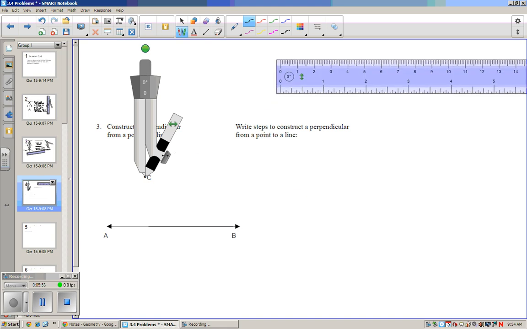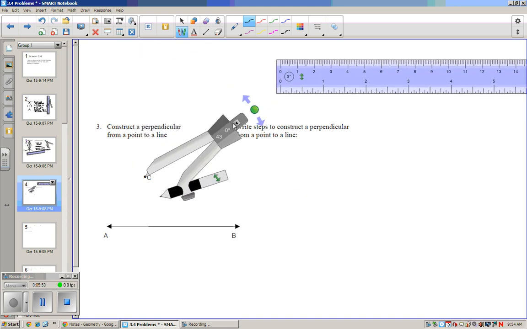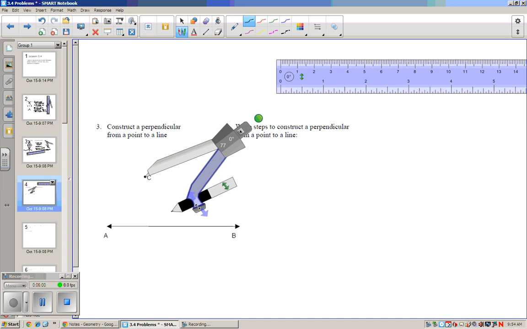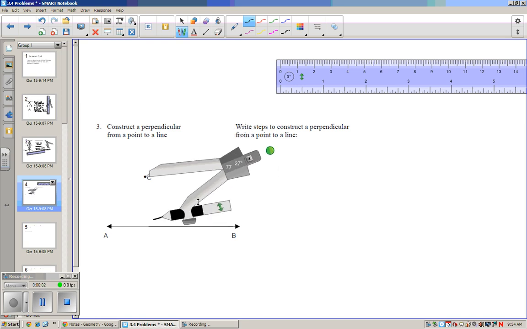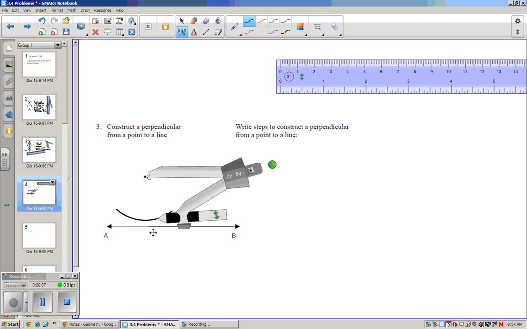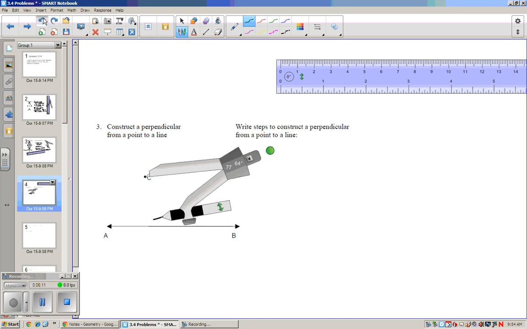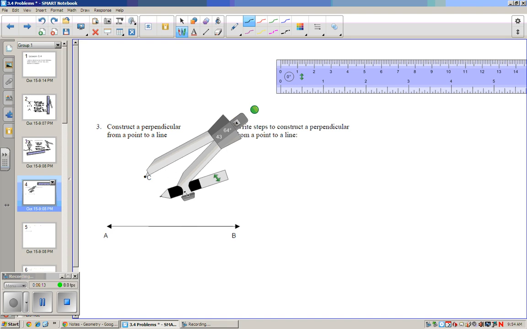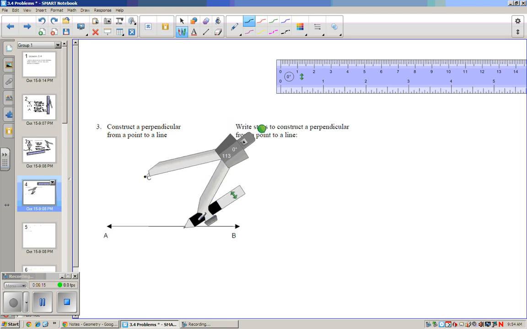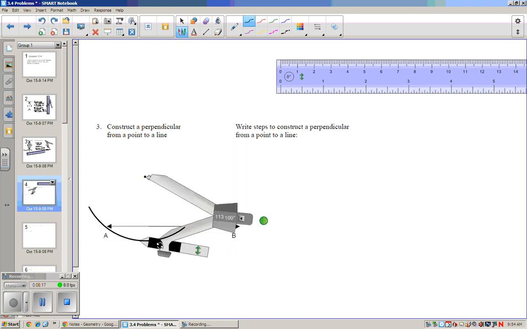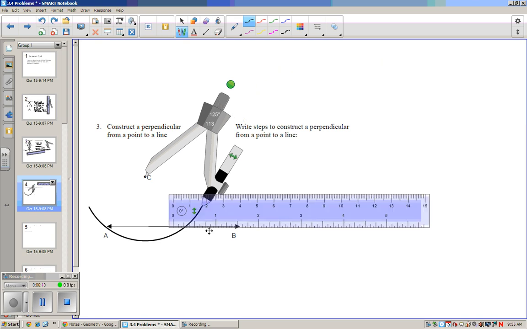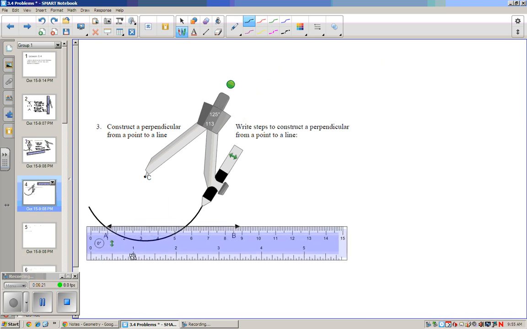I need to make an arc. So you have to make sure that your compass is open wide enough, which you can see if I were to make an arc at this length, it wouldn't work. My compass is not open wide enough. So I need to open my compass more. Now I'm going to make that arc. And it needs to cross your line twice. Okay, if it doesn't, all you need to do is extend your line.